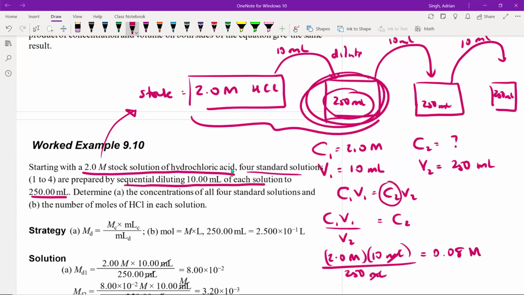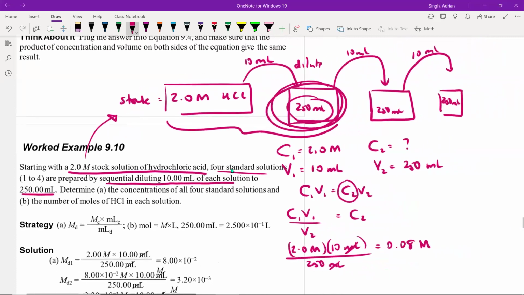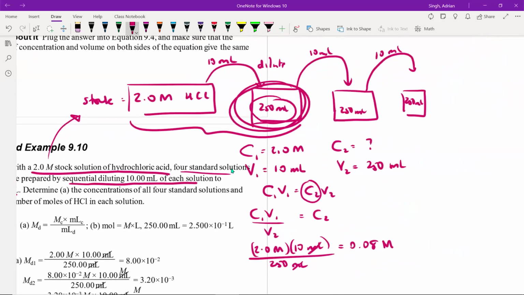Okay, and this is important now. When we get an answer, you want to think about, does it make sense? Well, what happens when you dilute a solution? What happens to the concentration? Well, the concentration should decrease after each of these steps, right? And it does. It went from 2 to 0.08. All right, so that's at the end of the first step.